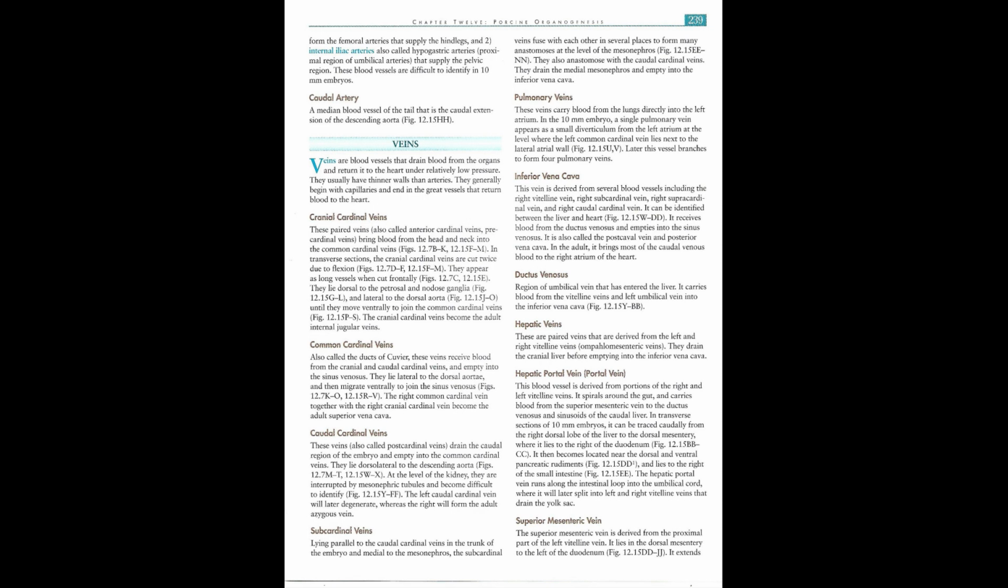Inferior vena cava. This vein is derived from several blood vessels including the right vitelline vein, right subcardinal vein, right supracardinal vein, and right caudal cardinal vein. It can be identified between the liver and heart, Fig 12.15 WDD. It receives blood from the ductus venosus and empties into the sinus venosus. It is also called the postcaval vein and posterior vena cava. In the adult, it brings most of the caudal venous blood to the right atrium of the heart.